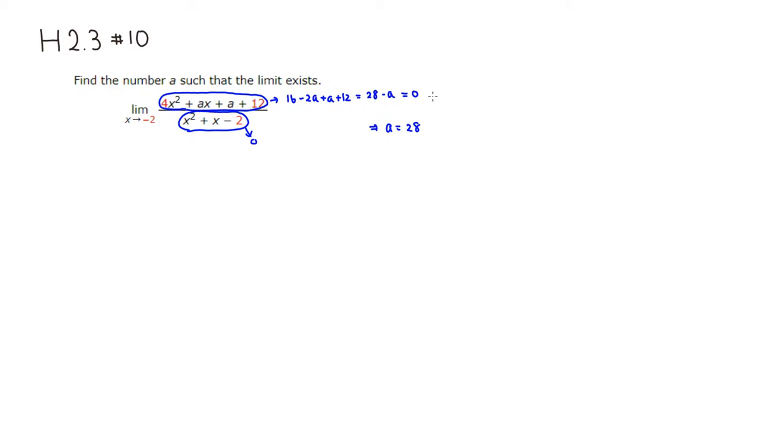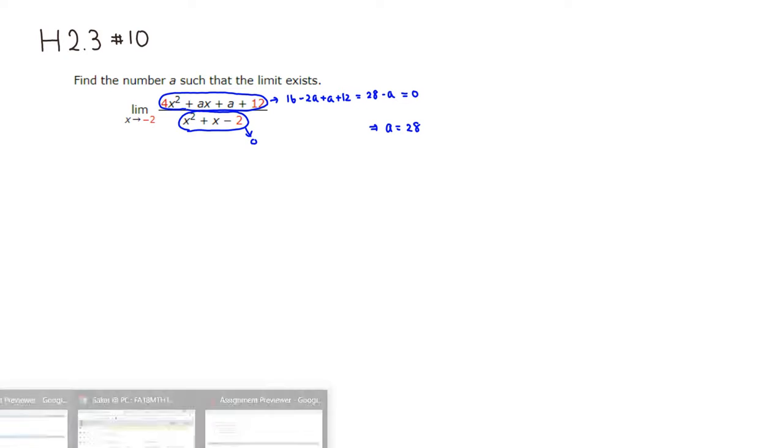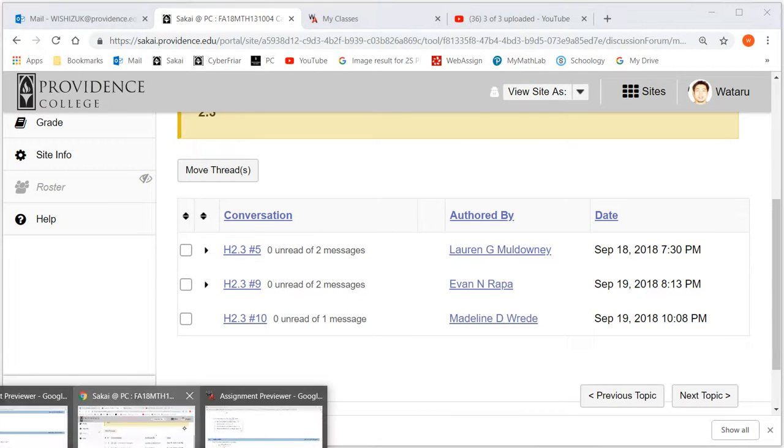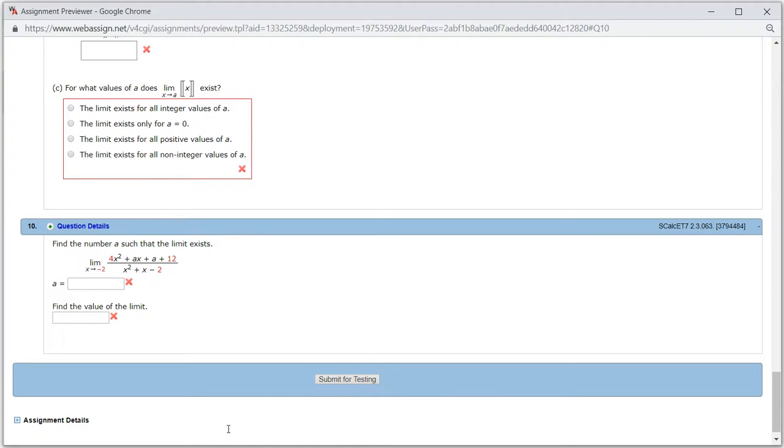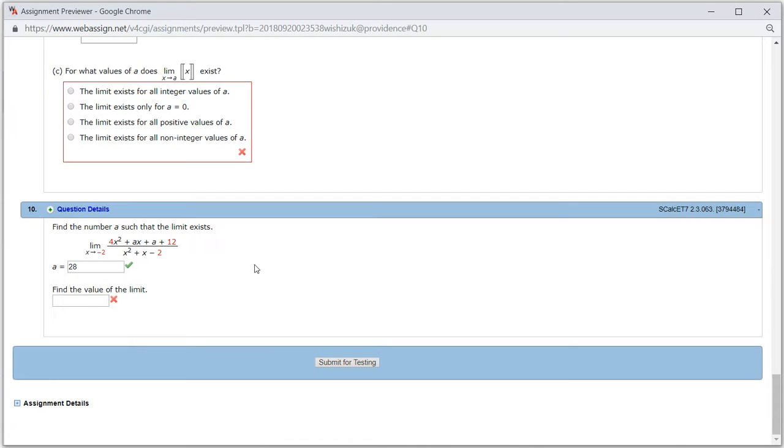Let's type it in. So a is equal to 28. Let's submit for testing. It came back, and it seems like we got the correct a value.